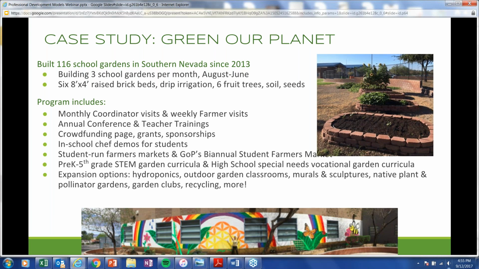And we also have a large biannual student farmers market where we have 30 schools, about 300 students come to a location in downtown Las Vegas and sell to downtown employees. So we train the teachers as well as the students on how to interact with the general public and people that they might not know, different from who's coming to their school, like parents or neighbors.